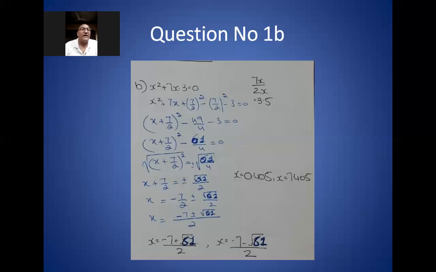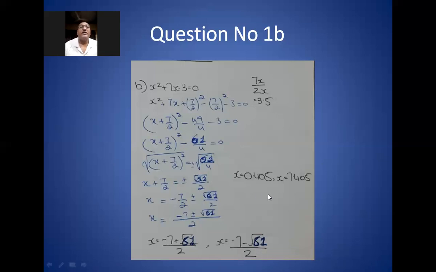And so you will have x, and take this fraction to the other side. You will have x is equal to minus 7 by 2 plus minus under root 61 divided by 2. Because the denominator is same, you can write a single denominator here. So you have minus 7 plus minus under root 61 and divided by 2. So there are two possibilities. One is minus 7 plus under root 61 and the whole thing divided by 2. And the other possibility is minus 7 minus under root 61 whole thing divided by 2.